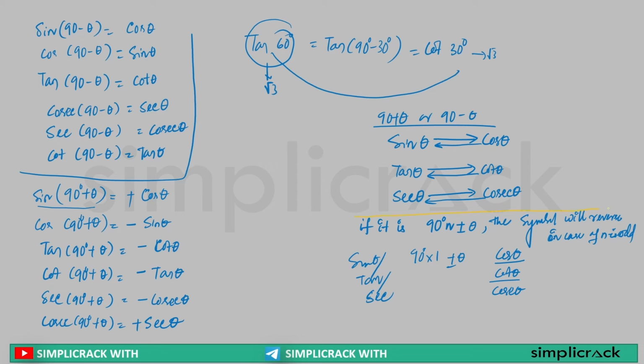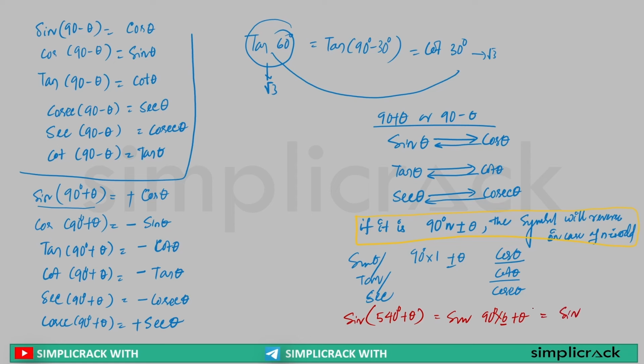Most of the time you may see direct questions coming from this particular type. Let's say it asks sine 540 degree plus theta. Sine 540 degree plus theta can also be written as sine 90 degree into 6 plus theta. Here 6 is an even number. If 6 is even, sine won't change into cosine. Sine will remain as sine.